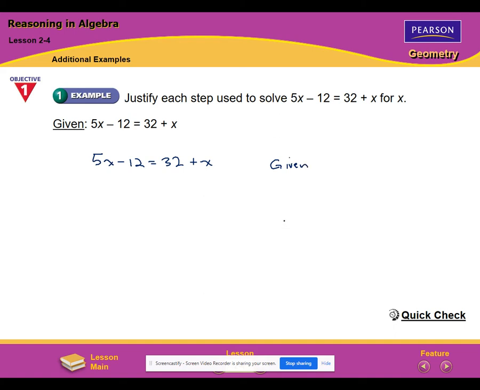Okay, this is what we'll do all the time in chapters 3 and 4 with proof writing, is just justify that with the statement given. Okay, now what would you do? Most people in this situation would say subtract x from both sides. So that would give me 4x minus 12 equals 32. What did you do? You subtracted. Go ahead and cite the subtraction property of equality, and I'll show you the abbreviations that I like to use.